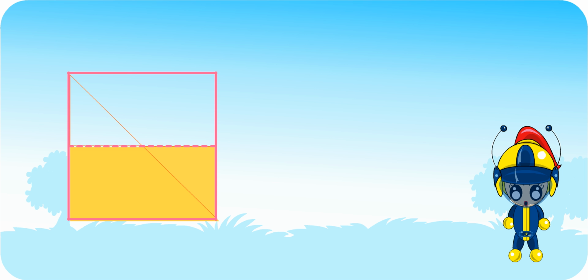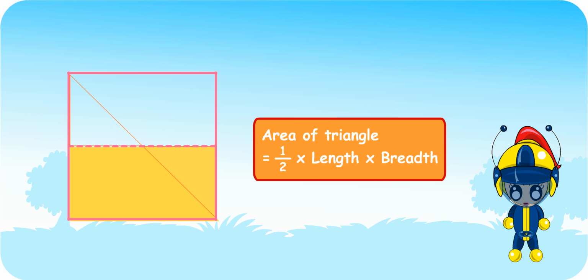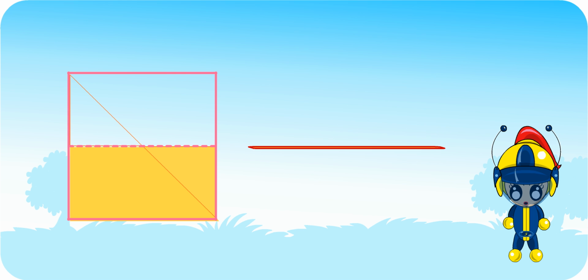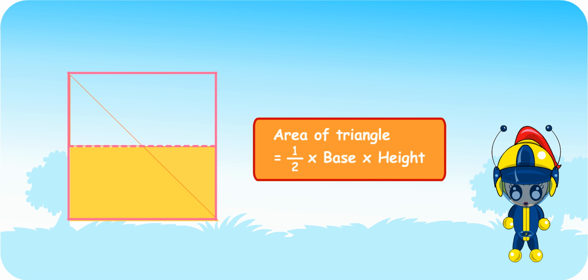The formula should be half times length times breadth. However, we know that the length and the breadth of the rectangle is in fact the height and the base of the triangle. So, the formula can be changed to be half times base times height. I have got it. That's right. If we know the height and base of the triangle, we will be able to find its area. Now, it's your turn to try to find the area of this triangle.